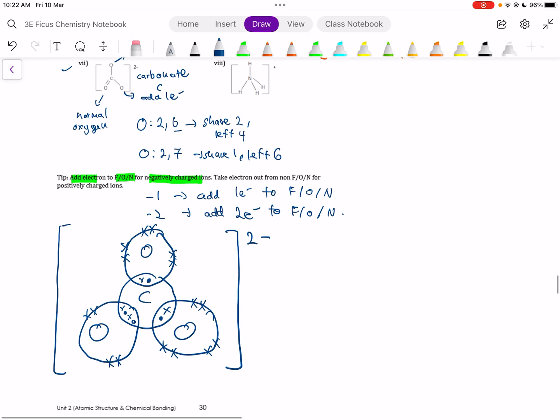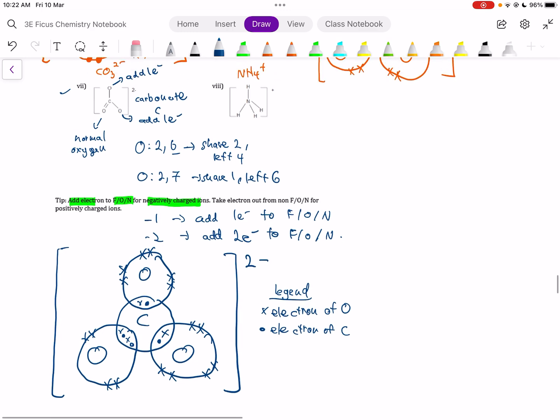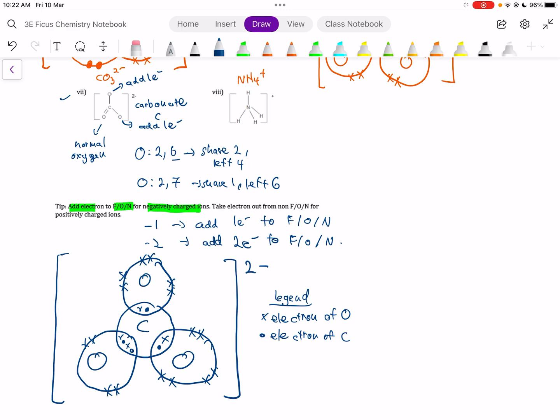Okay, right. Okay, so you do a check. All of them should have 8 electrons around them. So the legend is cross is electrons of O, dot is electrons of C. Right, okay. So this one and the chlorate example are more standard.